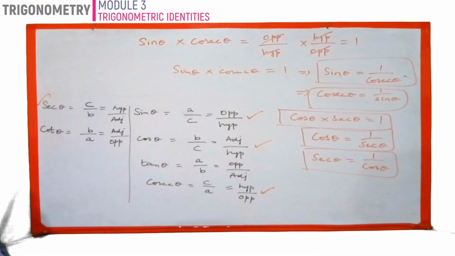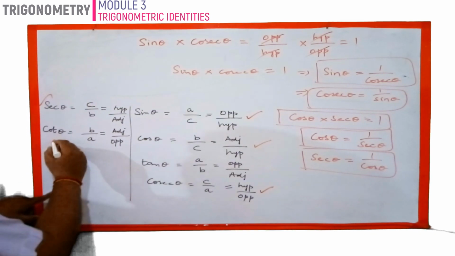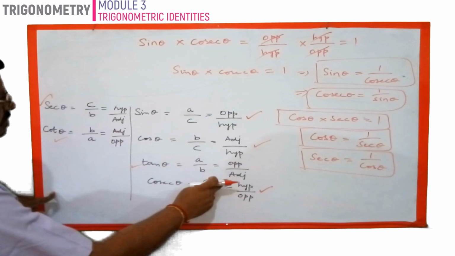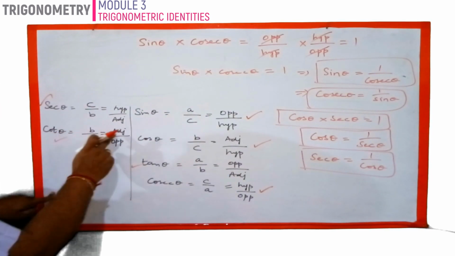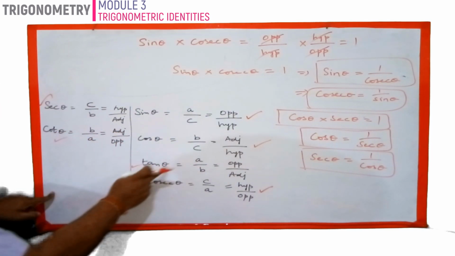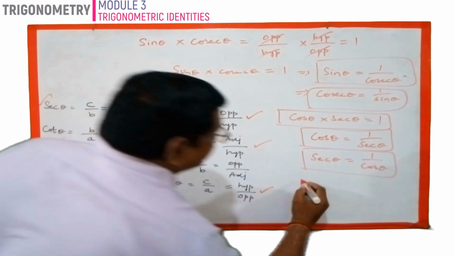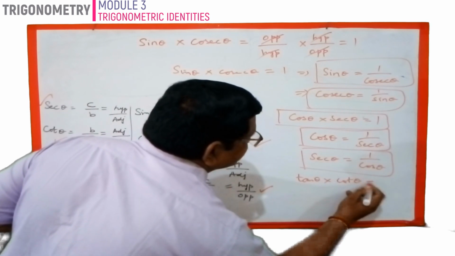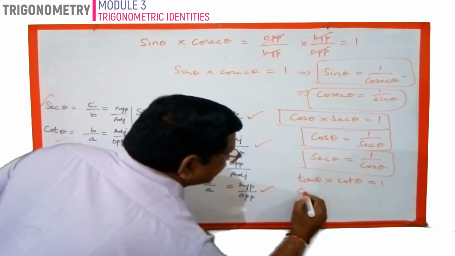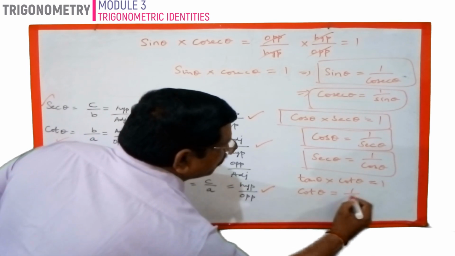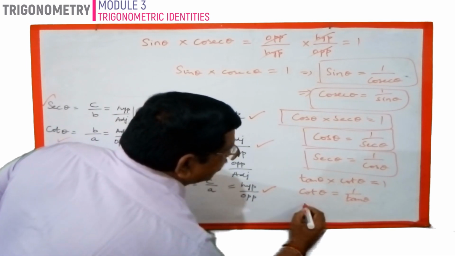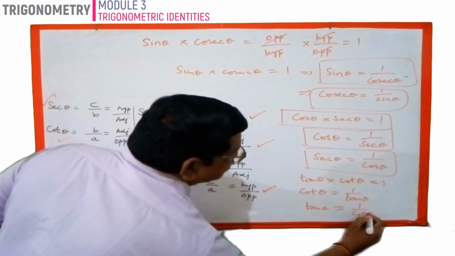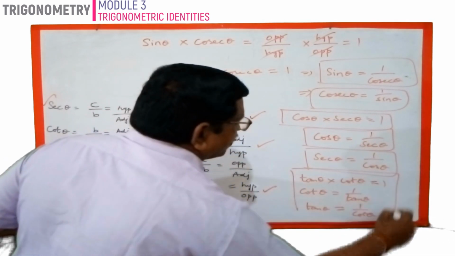Okay. Now let us take cot theta and tan theta, check them. Tan theta is equal to opposite side by adjacent side, and cot theta is nothing but adjacent side by opposite side. So in a similar manner what can we write? Tan theta into cot theta is equal to 1, or we can say cot theta is nothing but 1 by tan theta, or tan theta is nothing but 1 by cot theta. Like that we get 3 more formulae.